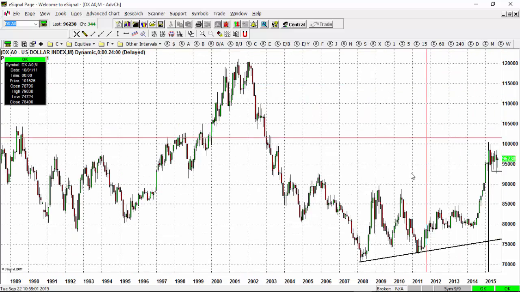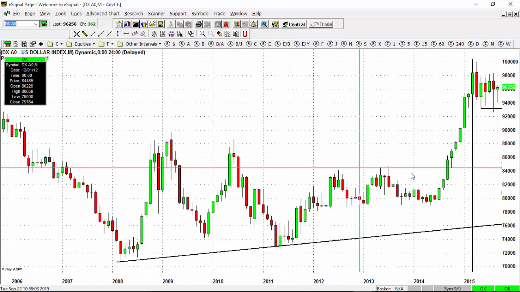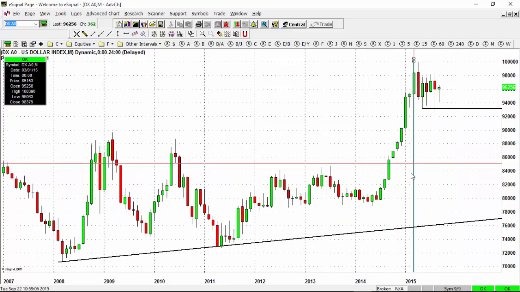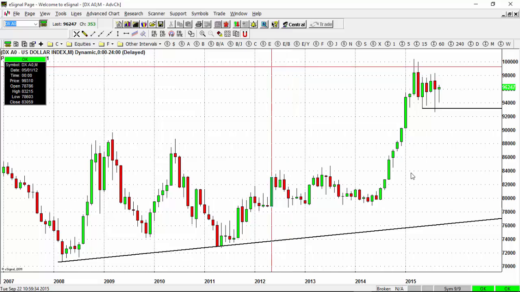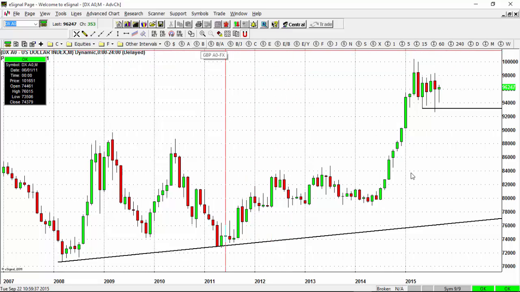Taking a monthly look at the US dollar index, and let me just remove these trend lines. Look at this consolidation pattern. We had a high by this green candle, and these candles just show us that the market is in consolidation. 1 month, 2 months, 3 months, 4 months, 5 months, 6 months. This will be the 7th month that the US dollar index has done absolutely nothing. And that's why in these instances we look towards the crosses.